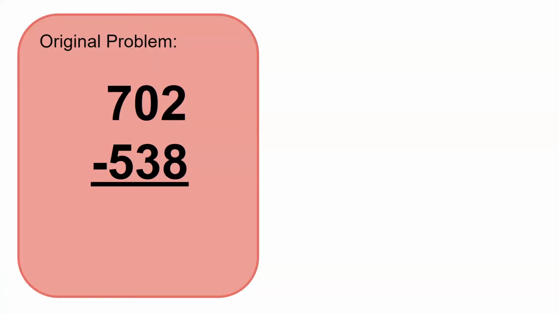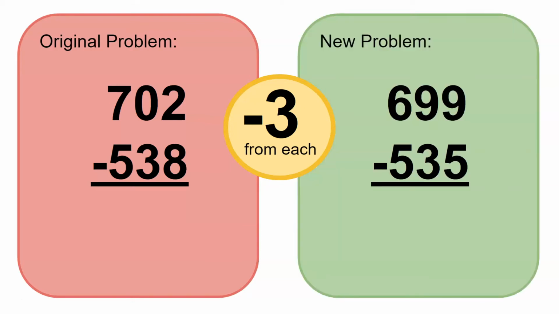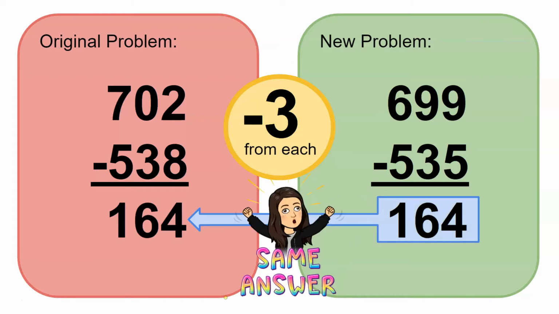Here's one more example on constant difference, just in case you needed to see it again. Looking at this problem, the first thing you might want to do is make 700 out of the 702. But if we take 3 away from each, we have 699 to work with. That means that we won't have to do any regrouping. We want to find all of those 9s so that there's less regrouping to do, and we can just subtract down. Again, both problems have the same answer. Which one would you rather solve?